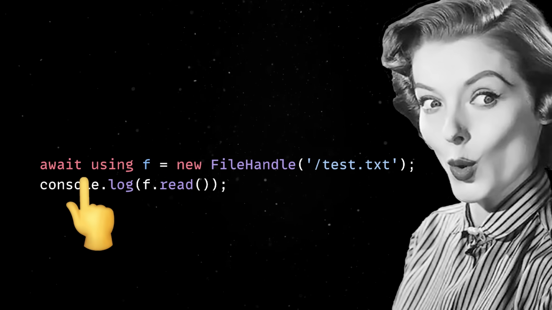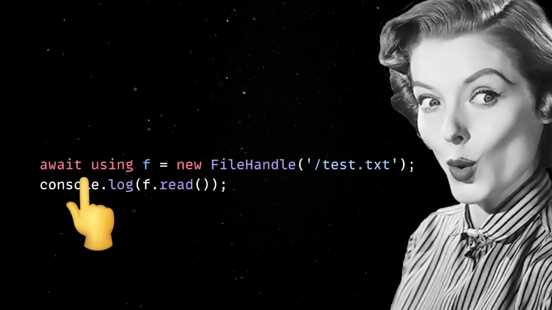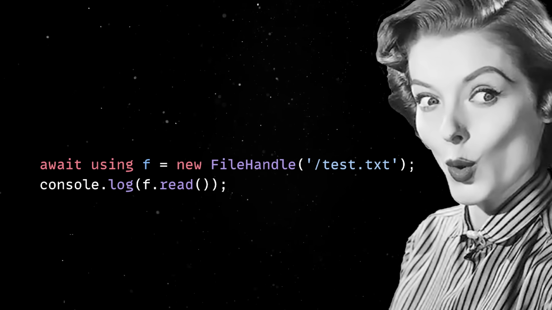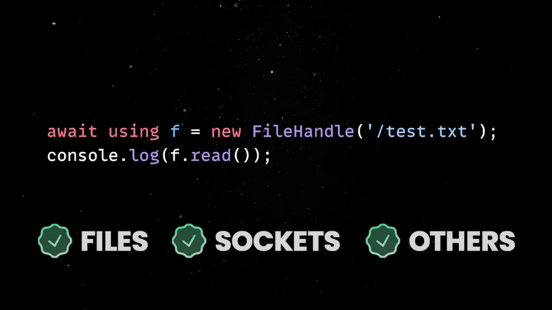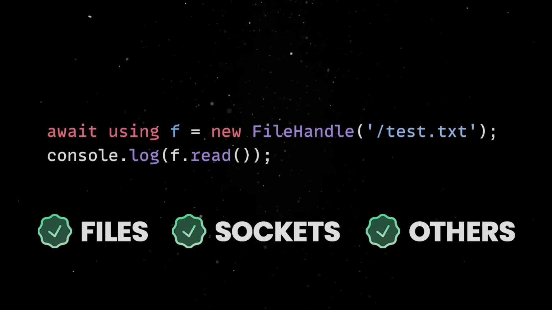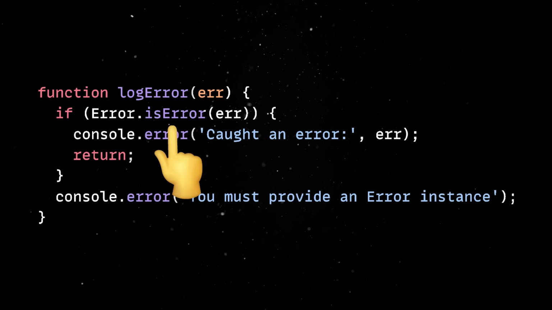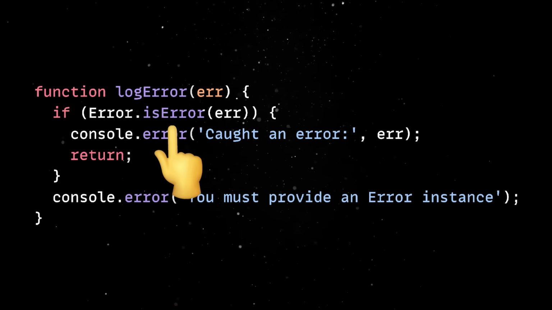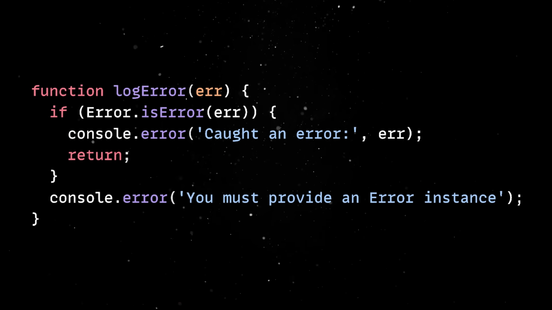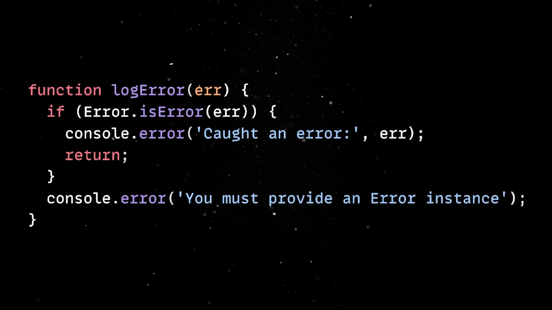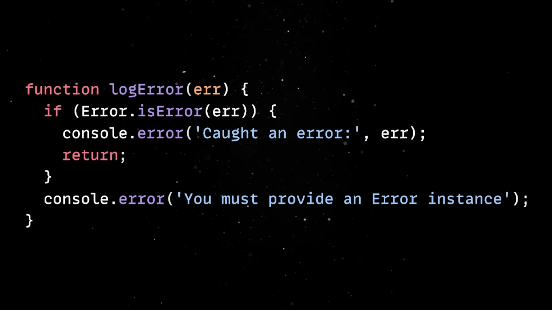What's more exciting is the introduction of await using, which is part of the explicit resource management proposal. So JavaScript finally gets a clean way to auto-close files, sockets, and other resources. We also get Error.isError, which does exactly what it says. Checks if something's actually an error. It's a small fix, but a useful one, and a quiet admission that instanceof was never that great.